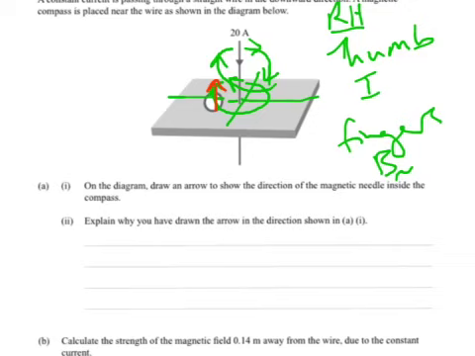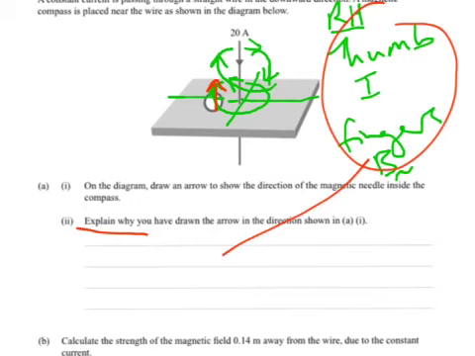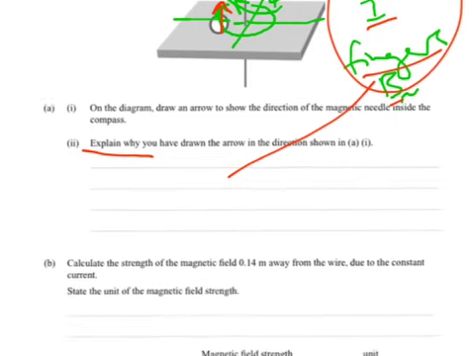So if we're explaining why, we would just explain how we applied the right hand rule, maybe even detailing out thumb and current and fingers and the magnetic field, and how that works.